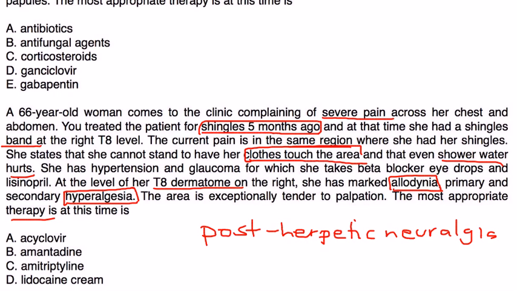So the treatment for postherpetic neuralgia basically involves certain medications, and one of them is an antidepressant known as amitriptyline, and another one that's commonly used is gabapentin. And in this question, they have amitriptyline. Lidocaine cream is sometimes used, but its benefits are very minimal, so that's why it's not the most appropriate therapy at this time.